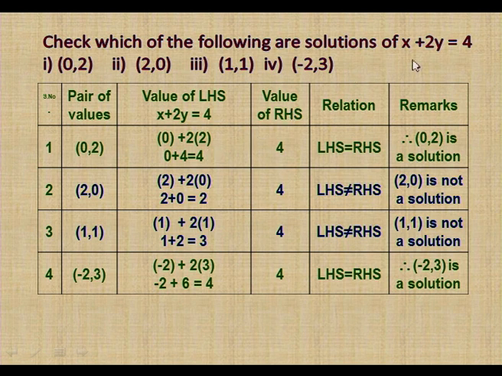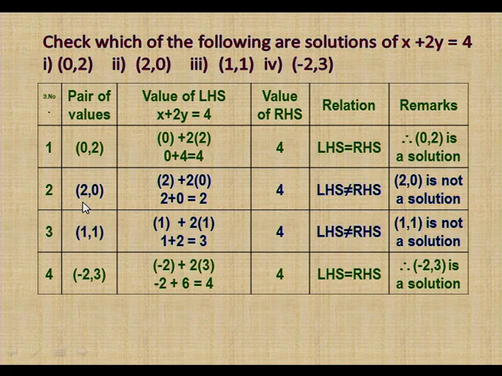And on the right side you have 4. Are both equal or not? That means left hand side is equal to right hand side. So, when left hand side is equal to right hand side, it is satisfying. If it is satisfying, what you can say is that 0, 2 is the solution of the given equation.